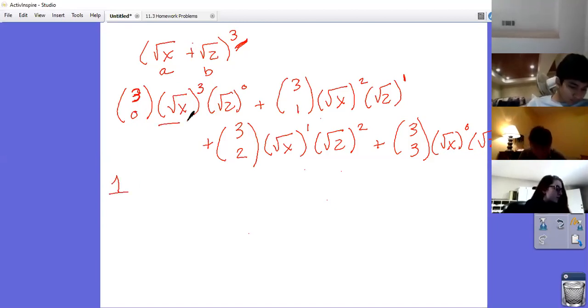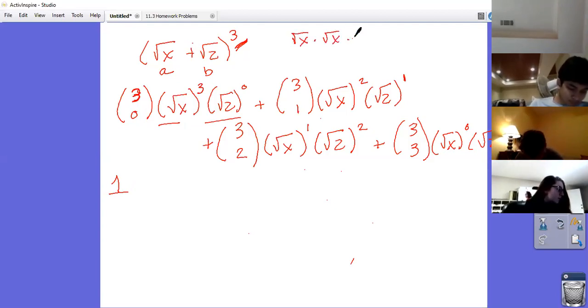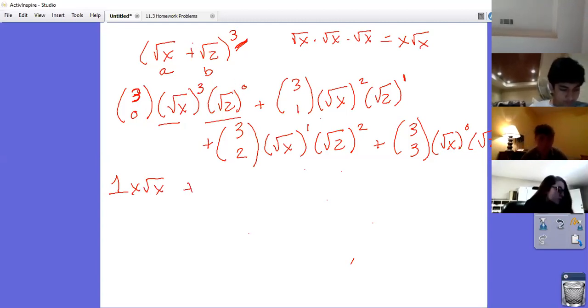And then I simplify each part. So the square root of x to the third power, you have to think about that's the square root of x times the square root of x times the square root of x. It's actually x square root of x. And anything to the 0 power is just 1. So that's good to go.